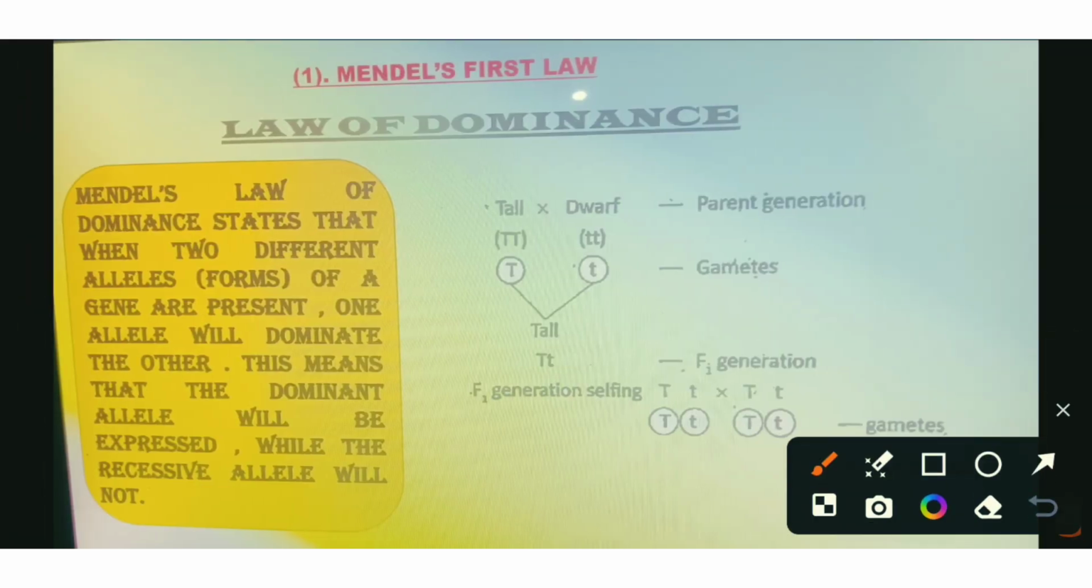I will describe Mendel's laws of inheritance. Mendel has given three laws of inheritance. Mendel's first law is the law of dominance. Mendel's law of dominance states that when two different allele forms of a gene are present, one allele will dominate the other. This means that the dominant allele will be expressed while the recessive allele will not.